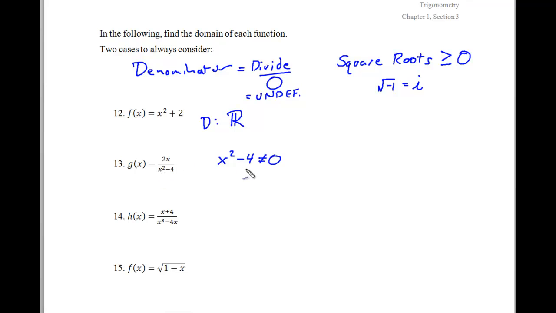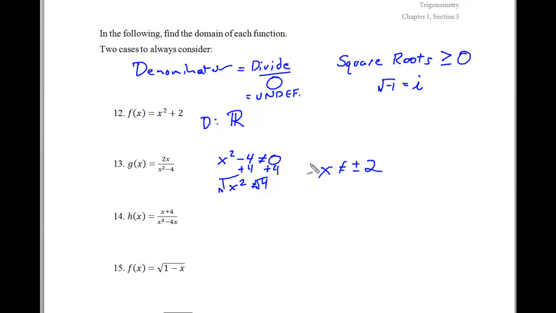We're going to add 4 to both sides. So x squared is not equal to, we don't want x squared to be equal to 4. If we take the square root of both sides, we get x cannot be equal to positive or negative 2, and that's true. 2 times 2 is 4, 4 minus 4 is going to be 0. And negative 2 times negative 2 is 4, minus 4, which is 0.